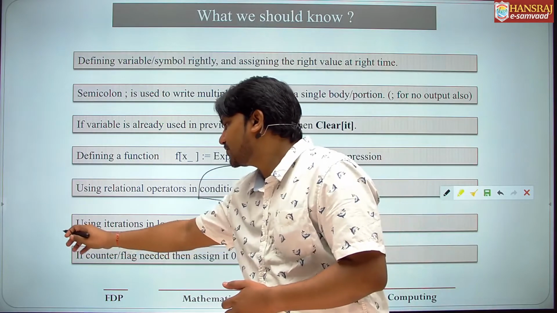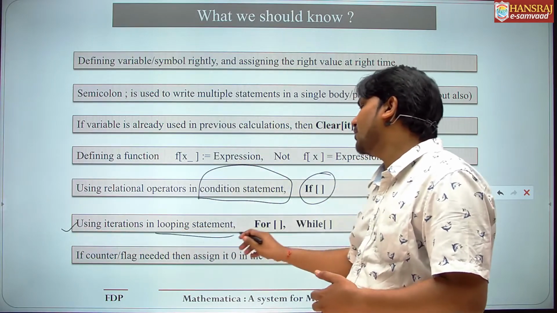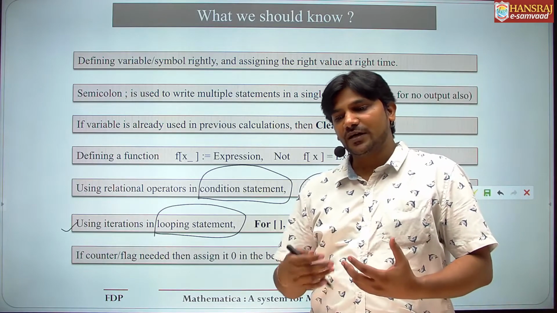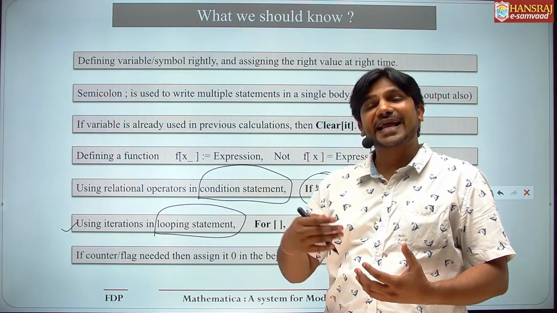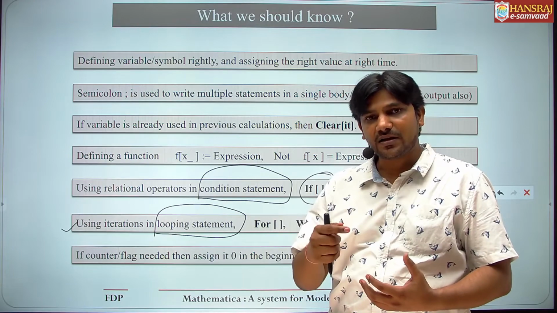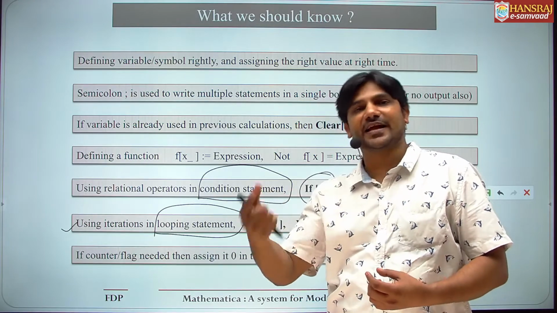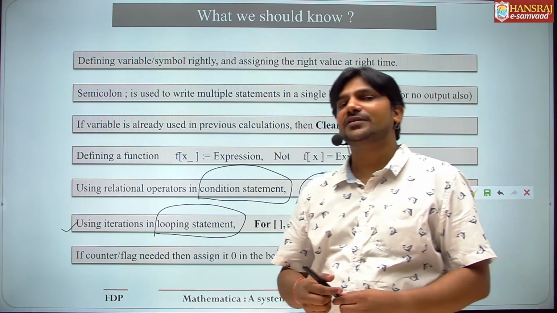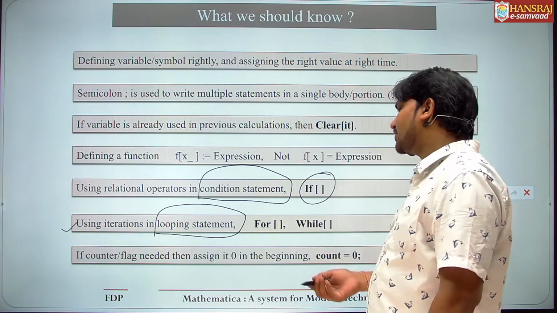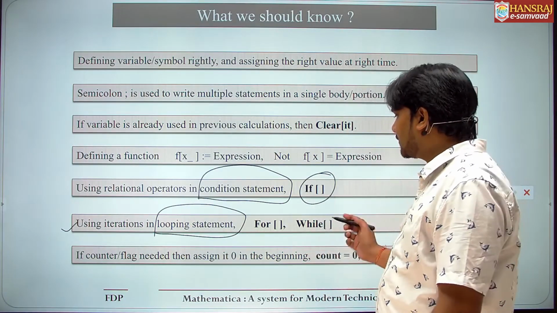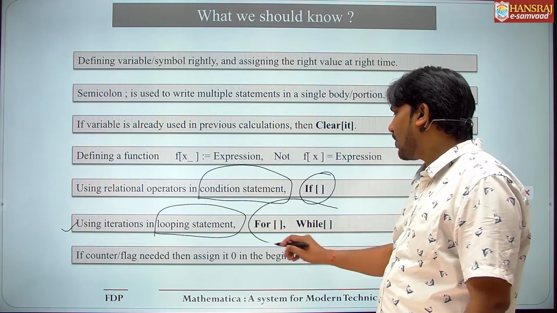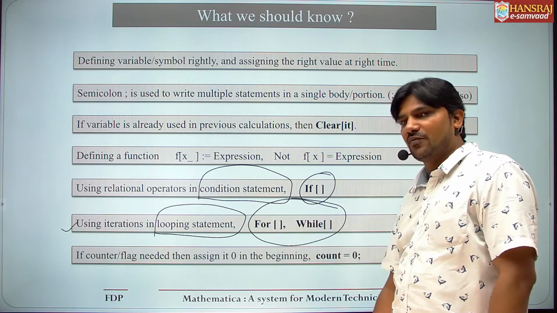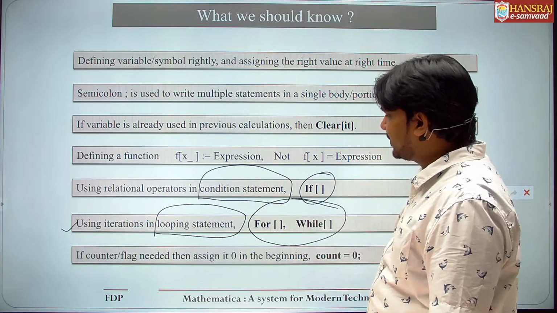Another is using iteration in looping statements. Looping statement means that you want to do a work again and again. So that means you will use iteration in it, and whenever you are using iteration, the functions for that are For or While. So there are two looping functions in Mathematica that you can use, For and While.